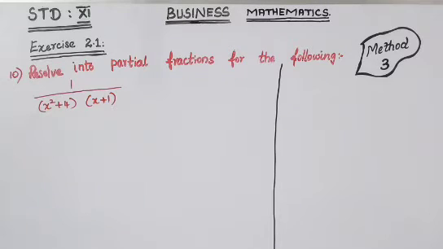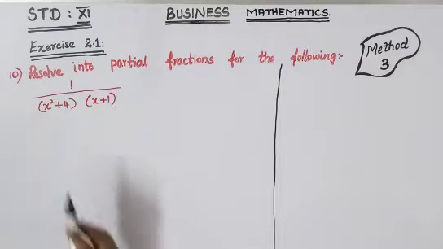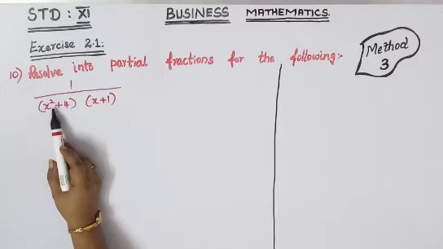Standard 11th Business Mathematics, Exercise 2.1, 10th question. Resolve into partial fractions the following. Your question is 1 divided by (x square plus 4) into (x plus 1). Here also the x square term is inside, that is a quadratic factor, you got it here.